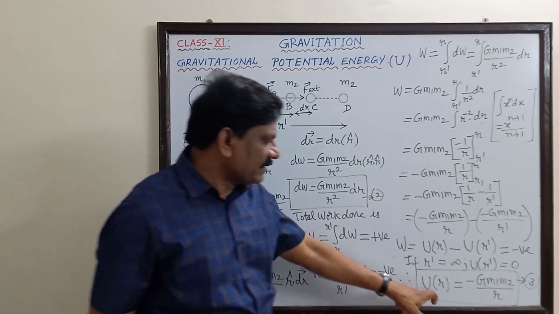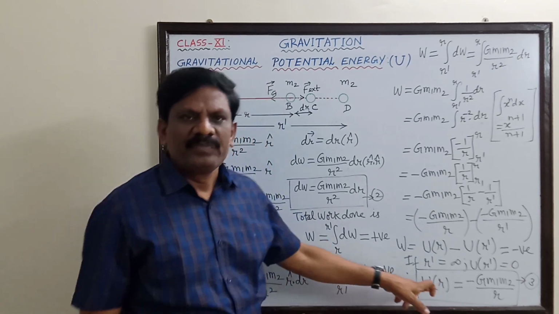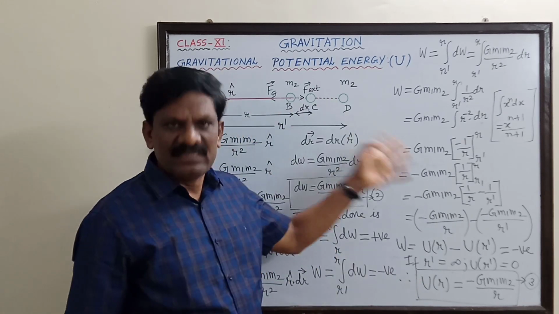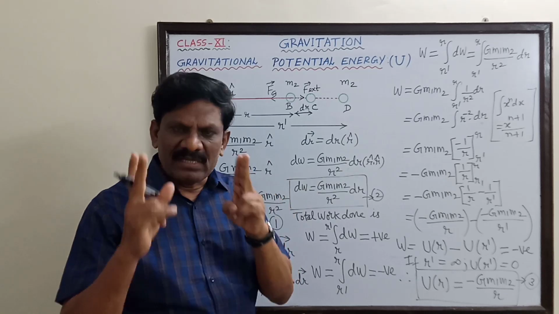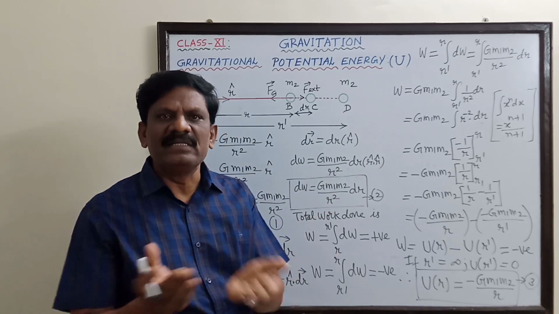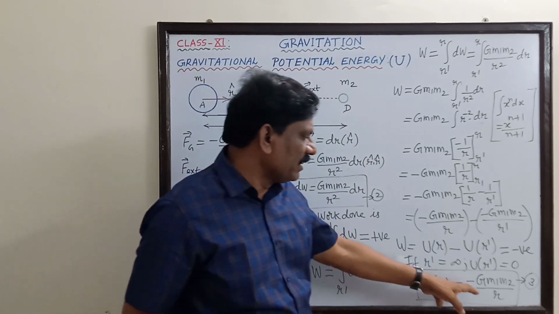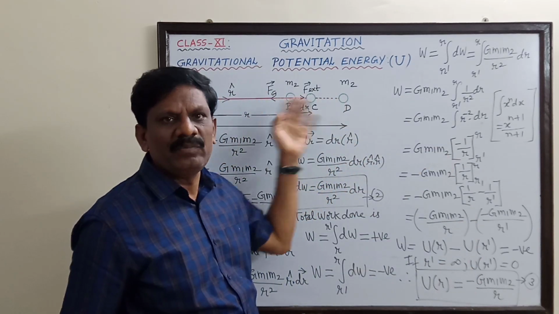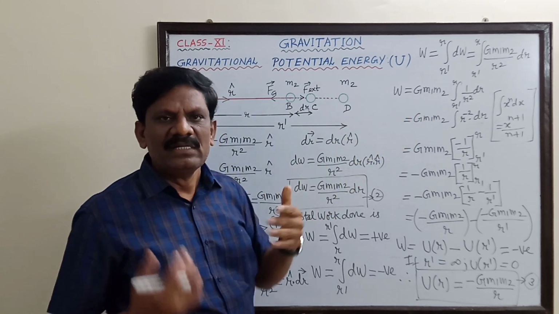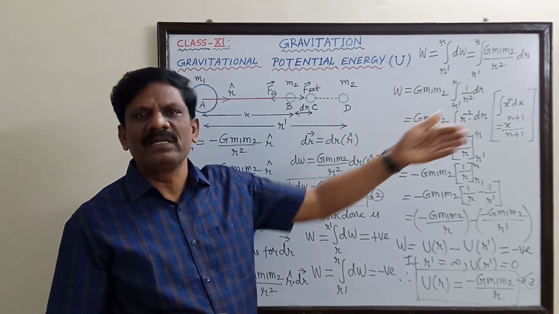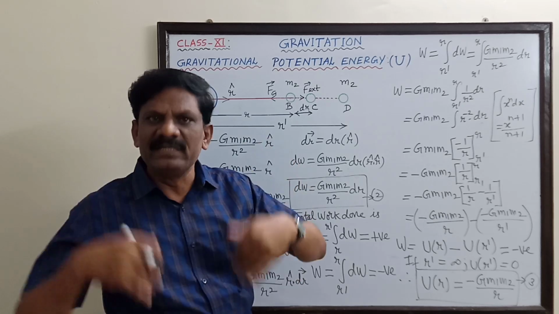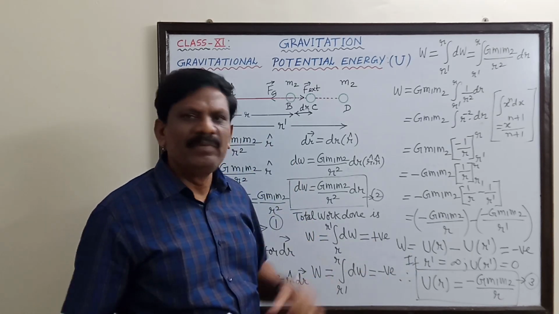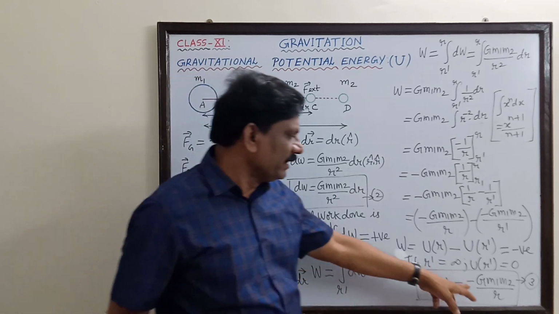So what do you understand by U of R now? U of R is the gravitational potential energy of the system of two masses M1 and M2 separated by distance R. Why have we got a negative? Because we have moved the mass from D towards B. Work is done by the system. System is bringing the mass from a higher potential to a lower potential by spending its own energy. So here energy is lost. So work done will be negative. That is why we are getting a negative term.